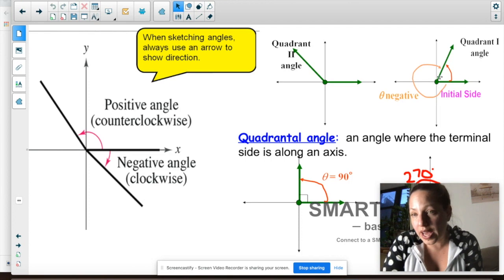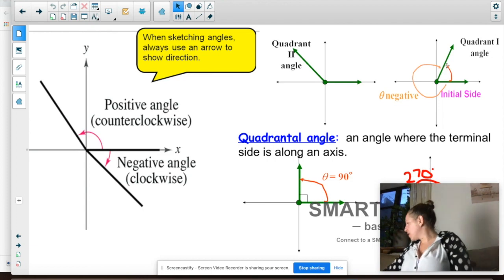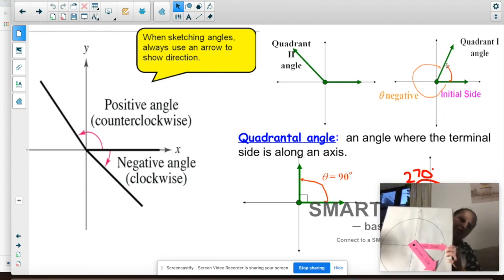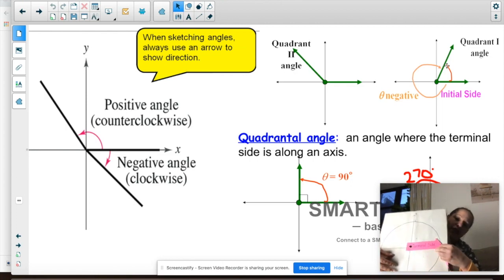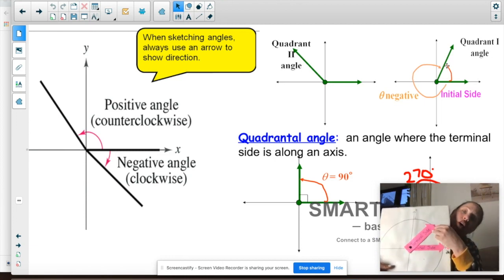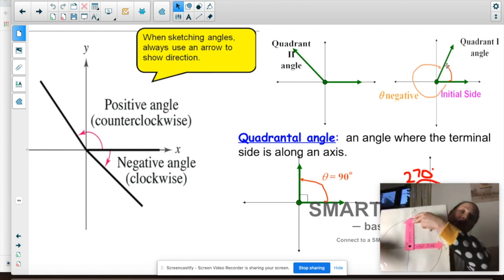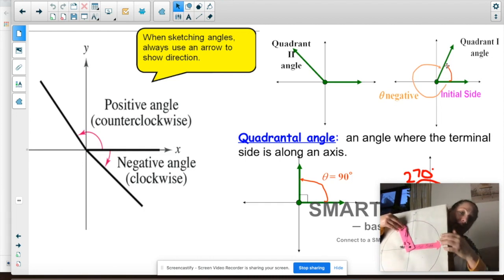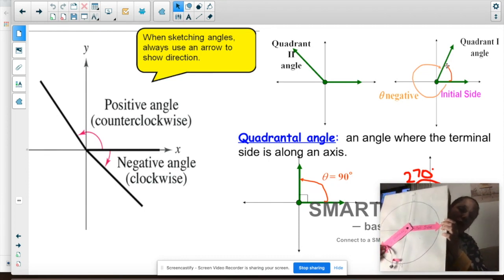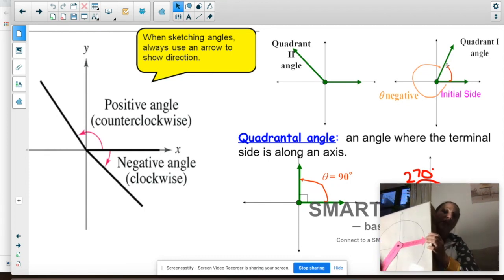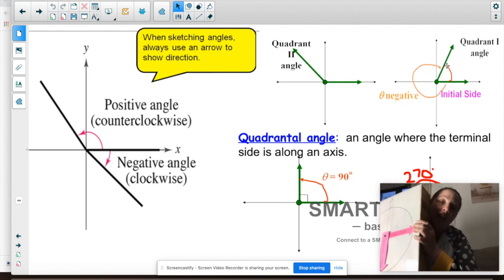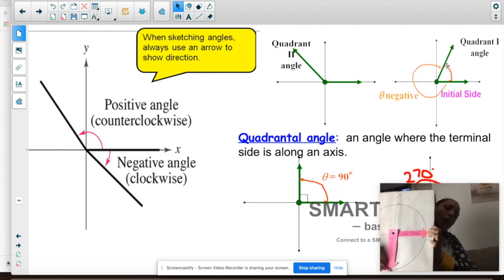Quadrant angles. So if an angle ends in the first quadrant, like this example right here, so you open up and then you stop right there, that's a quadrant 1 angle. For example, if I start right here and I end somewhere here, I'm still in quadrant 1, so that's a quadrant 1 angle. Those are all between 0 and 90 degrees. If I keep going up and then I go past the 90 degrees, I'm now in quadrant 2. If I keep going and I go past 180, I'm in a quadrant 3 angle. If an angle ends up on the axis, so like this, that's called a quadrantal angle.